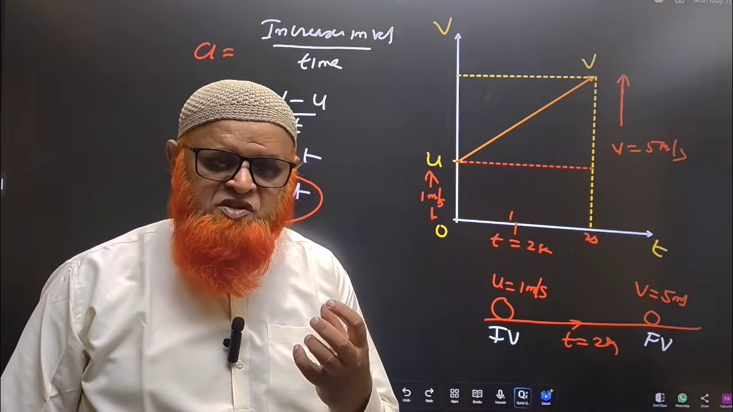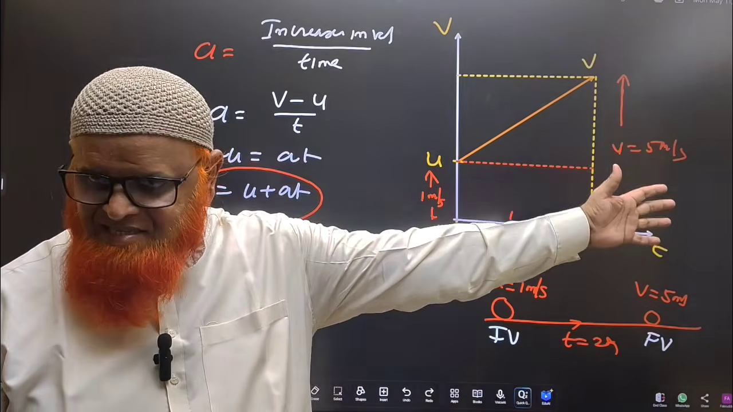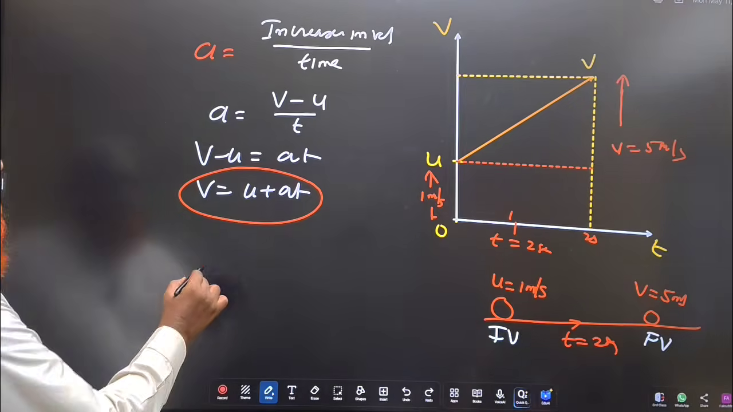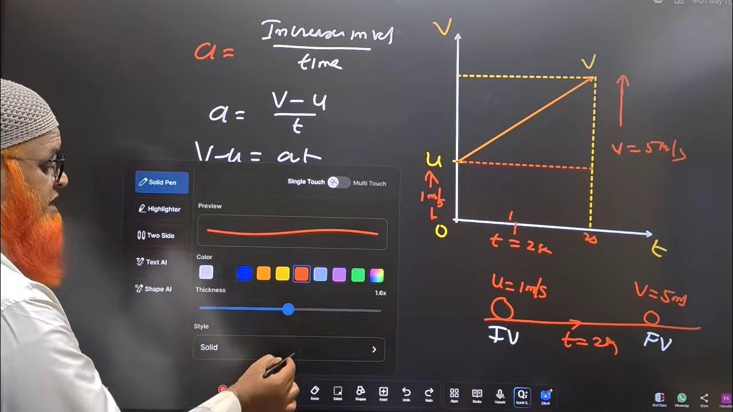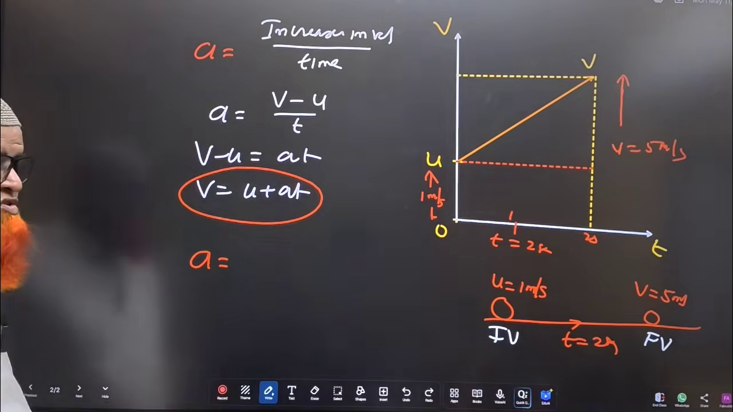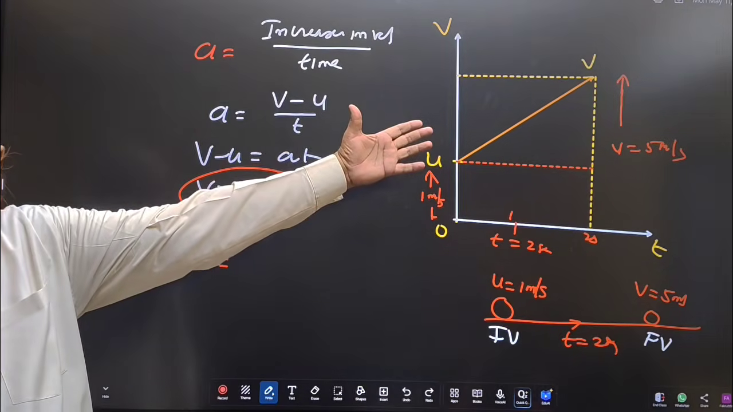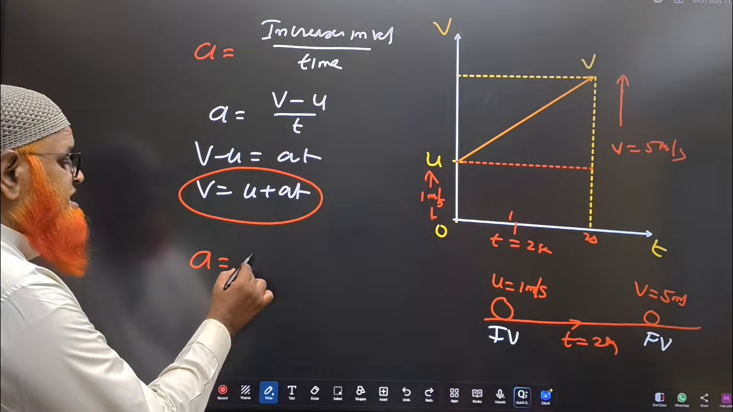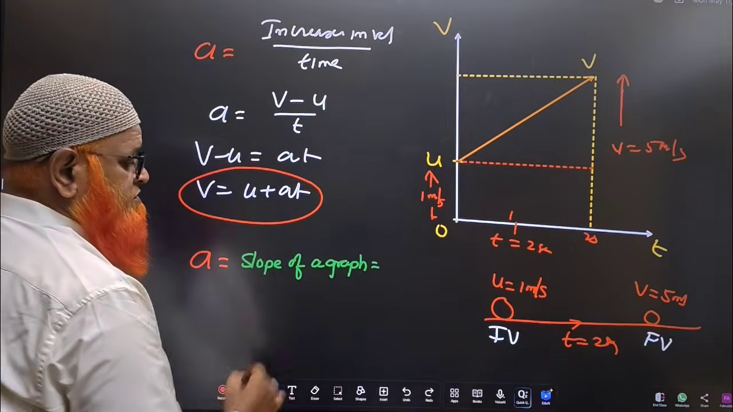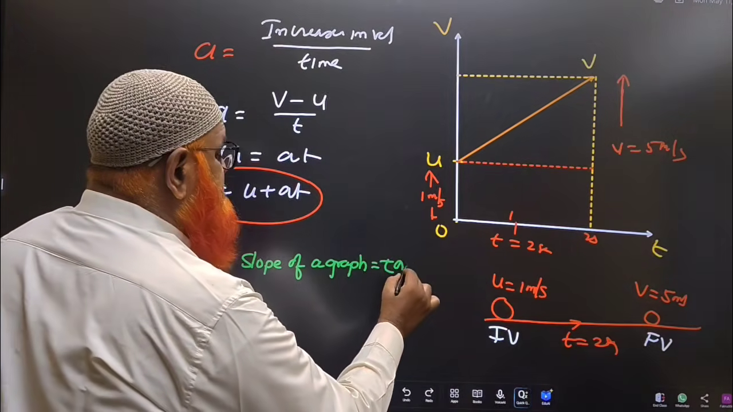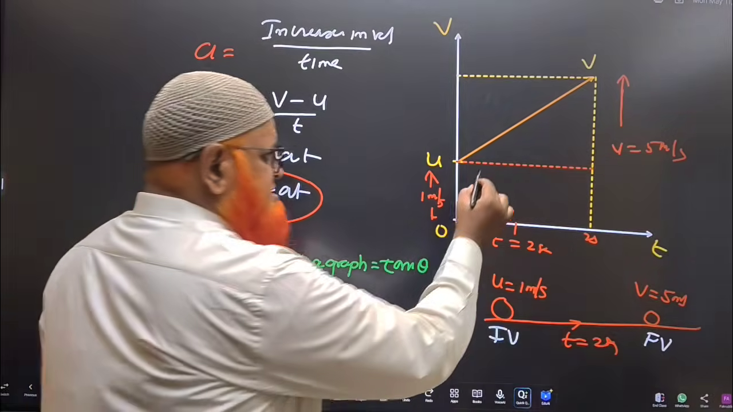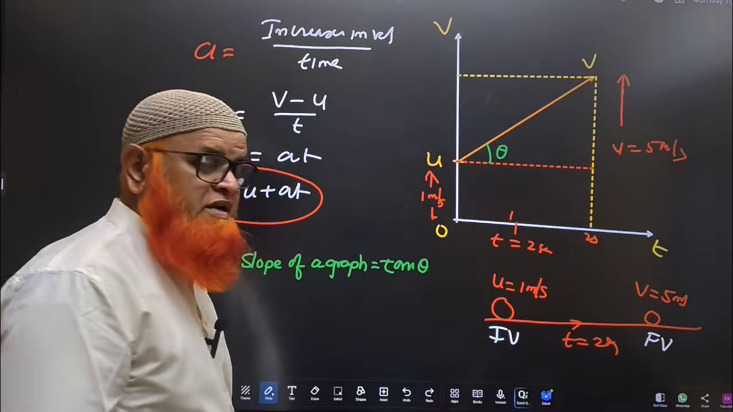Can you derive this equation of motion by seeing this graph? Yes, you can do that. Okay, so what is acceleration in terms of graphs? It's a very simple thing: if you find the slope of the graph, acceleration is nothing but the slope of a graph. And what is the meaning of slope here? Slope is nothing but tan theta. And where is theta here? It is going to be theta here. It's going to be tan theta.